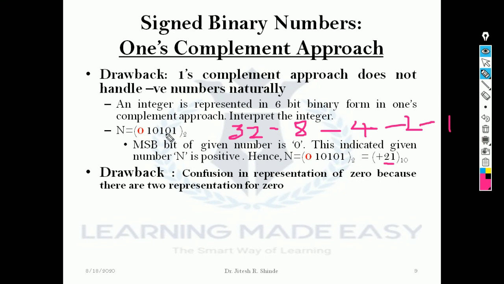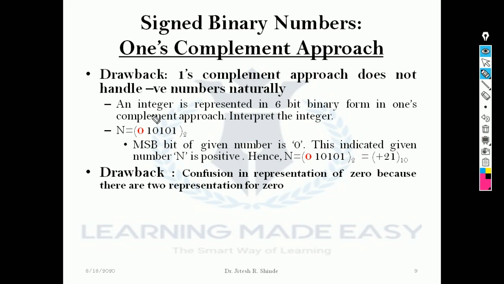How many bits are there? 1 2 3 4 5, corresponding to the first bit the digit is 1, this is 0, this is 1, and this is 1. So the digits involved in the addition are 32, 4, 1. Pardon, I made a mistake. The digits involved in the addition are, sorry, this is 16. This needs to be 16. So 16 plus 4, 20, 20 plus 1, 21. So the result here we will get is 21 decimal.